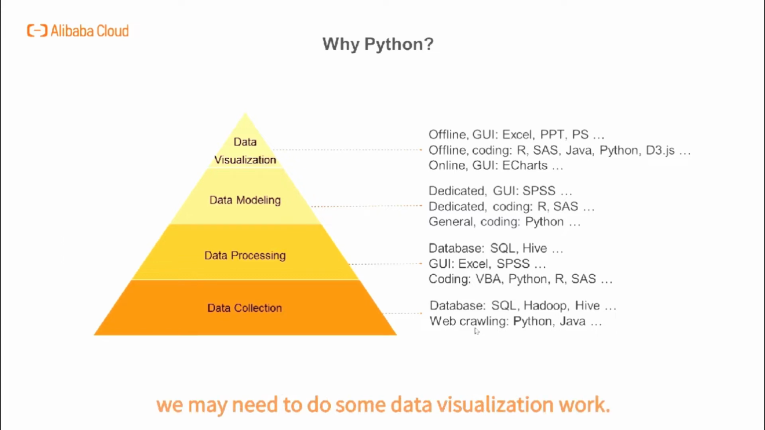After the data processing, we may need to do some data visualization work. Some offline tools are providing graphical interfaces. For example, Microsoft Excel and PowerPoint. We can use them to visualize the data. And some programming languages can be used for offline data visualization, including R, SAS, Java, Python, etc. On the other hand, we can use some online tools, which means web browser-based visualization tools. One example is eCharts. From this page, we can see that Python can be used at every single stage, from data collection, processing, to modeling and visualization. In this way, we can see Python is a full-stack language for software development.